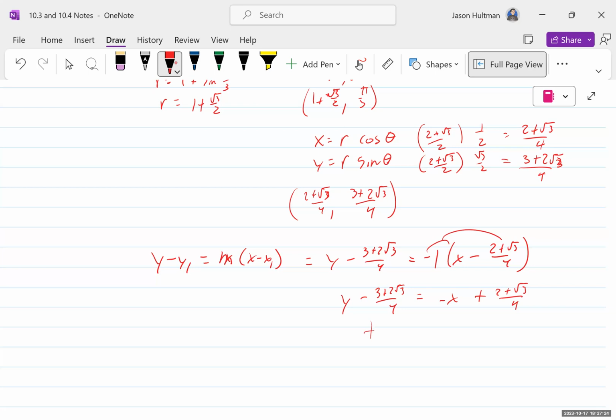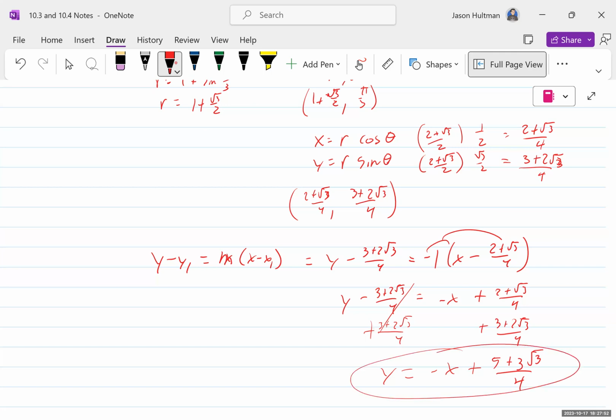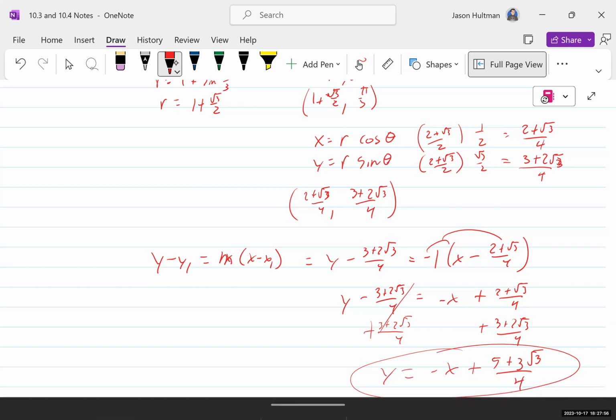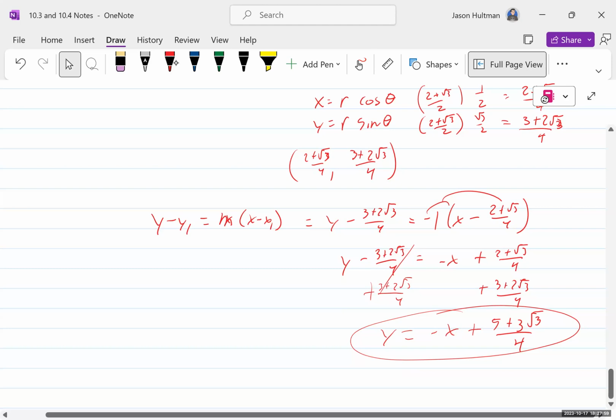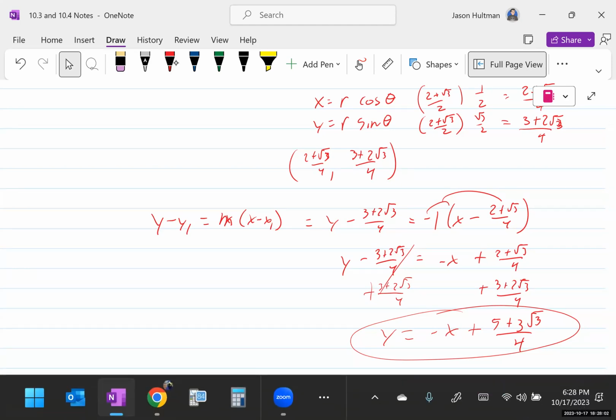If I add 3 plus 2 radical 3 over 4 to both sides, I can add the numerators together, and I get y equals negative x plus (5 plus 3 radical 3) over 4. That's my y-intercept. That's a crazy y-intercept, but that should work. Let's check our work, maybe I messed up somewhere. I'm kind of just flying by the seat of my pants on this one.